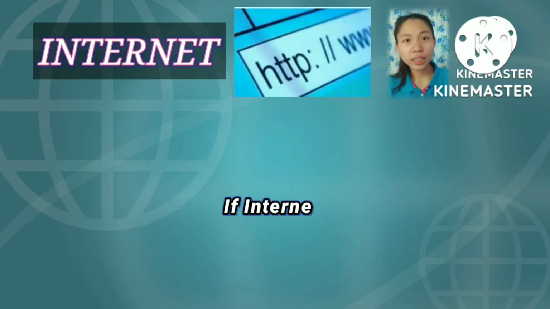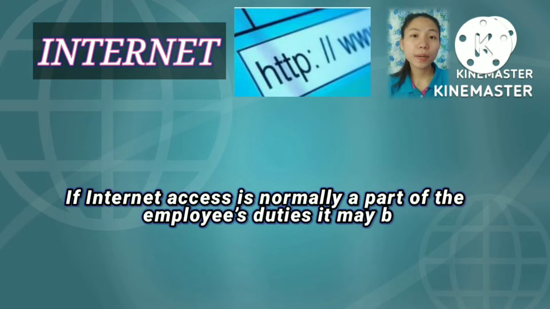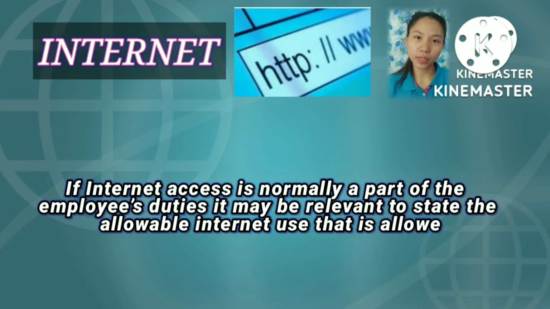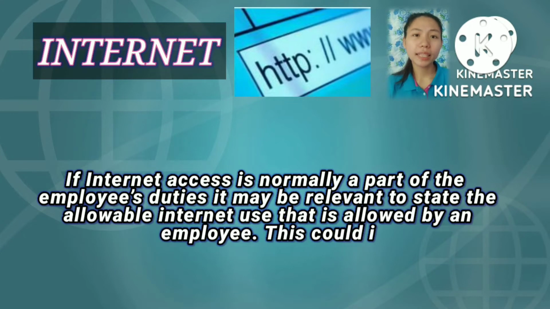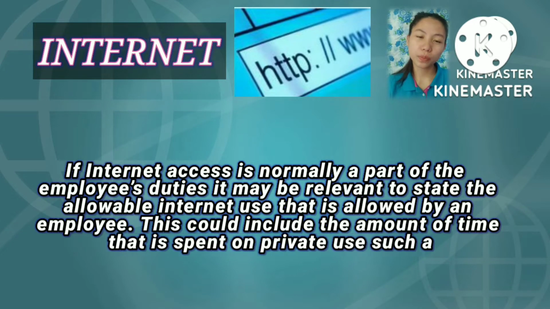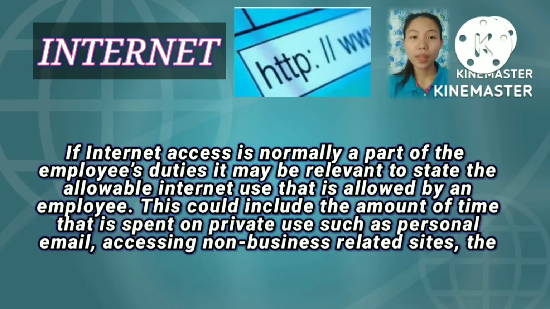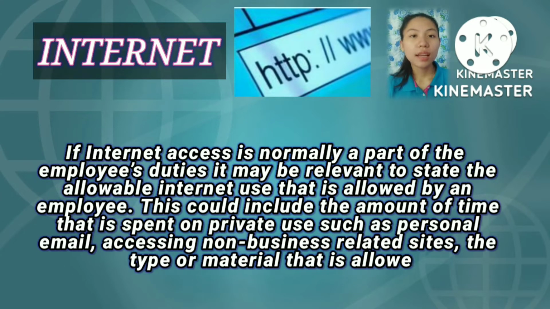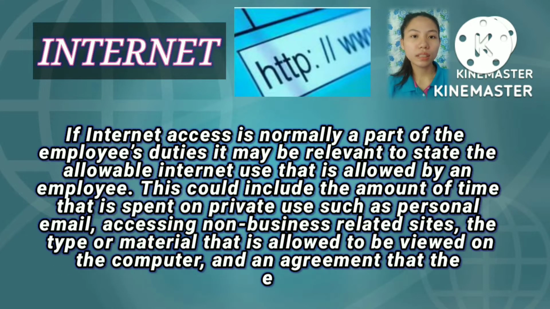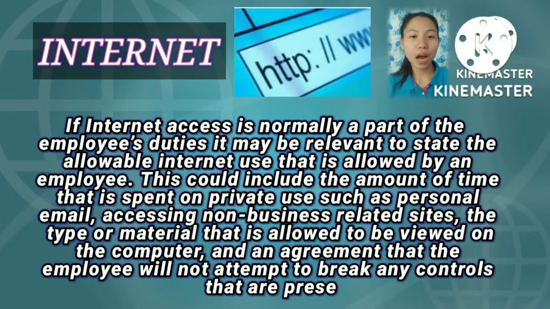Internet. If internet access is normally a part of the employee's duties, it may be relevant to state the allowable internet use that is allowed by an employee. This could include the amount of time that is spent on private use, such as personal email, accessing non-business related sites, the type of material that is allowed to be viewed on the computer, and an agreement that the employee will not attempt to break any controls that are present.